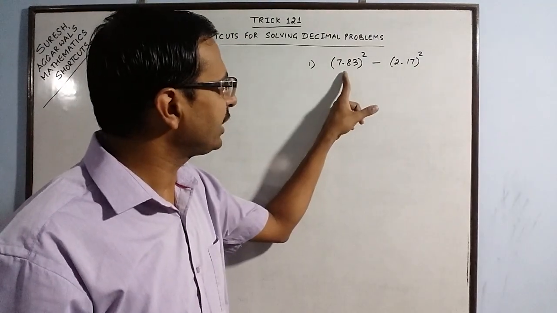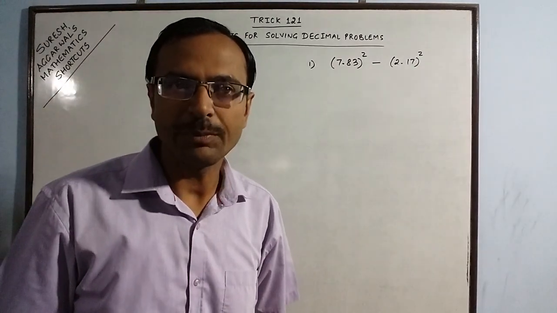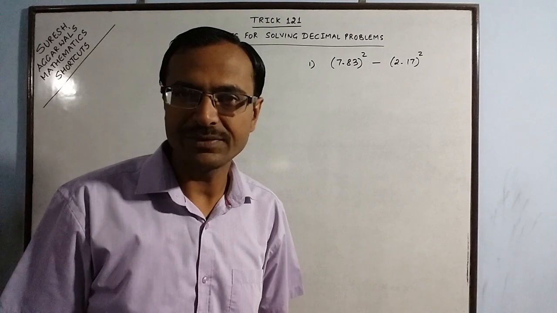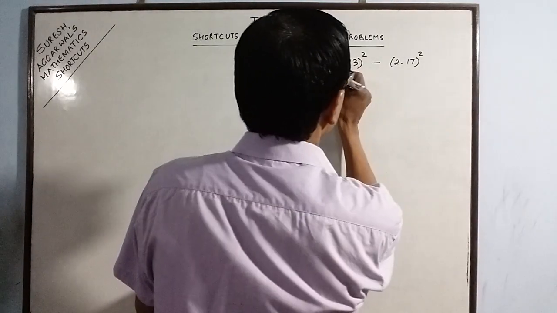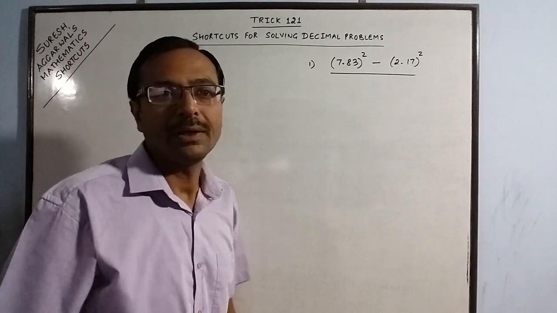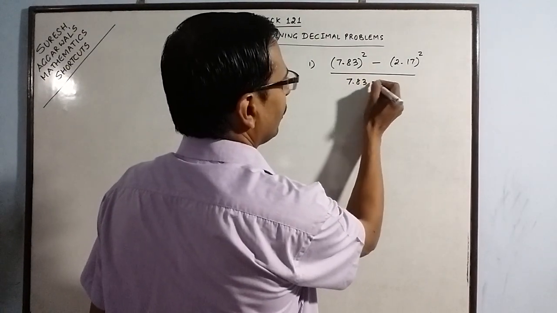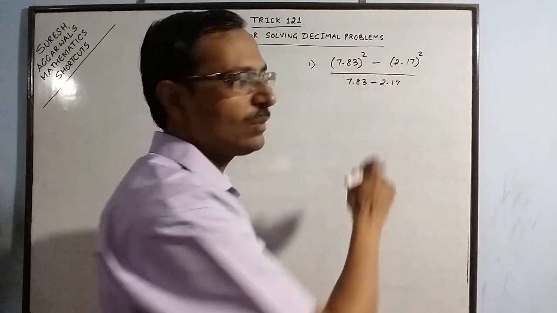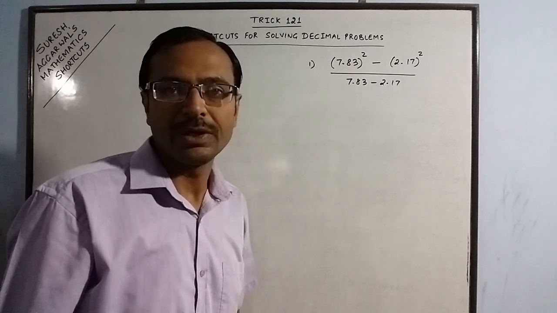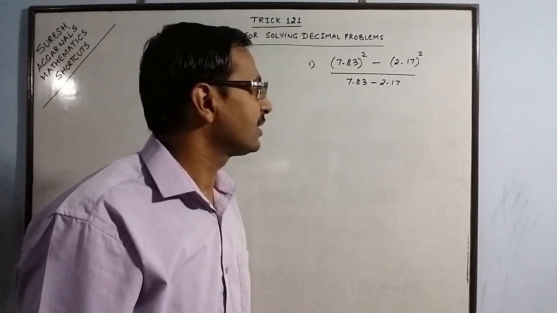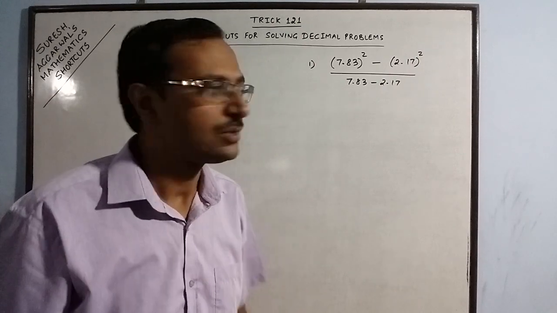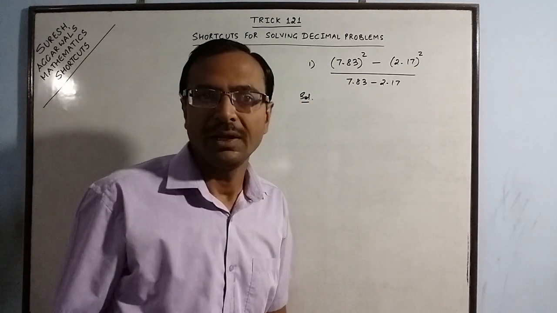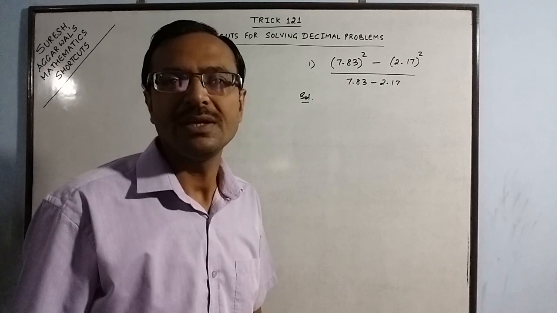Now here we observe that 7.83 and 2.17, the sum of these two numbers is exactly 10. So there has to be a shortcut which involves the use of 10. Now in the denominator, we are given the difference of these two numbers. By the traditional method, if you square the numbers, take the difference, then take the difference in the denominator and then divide, it will consume not less than 2 minutes, and the accuracy of the answer is not guaranteed. So by having a small shortcut, we can solve this in a matter of just 3 seconds.